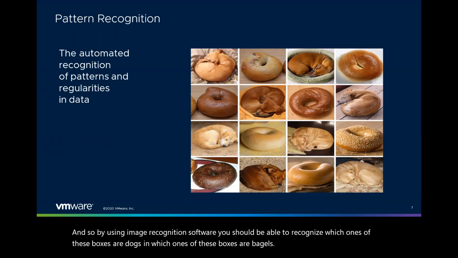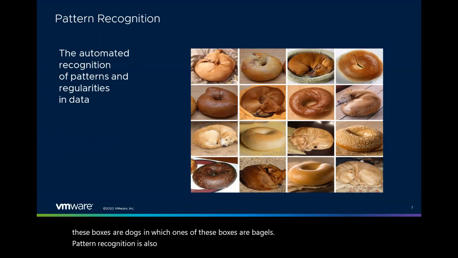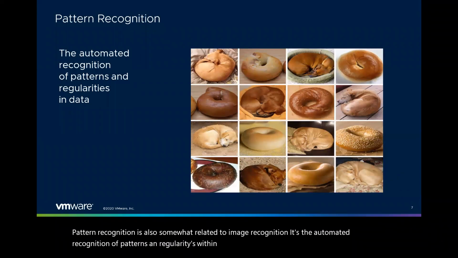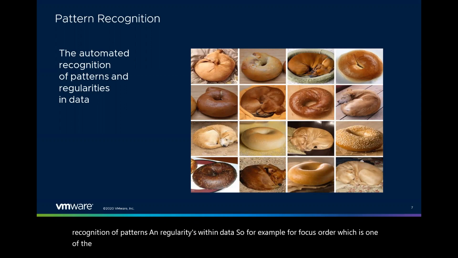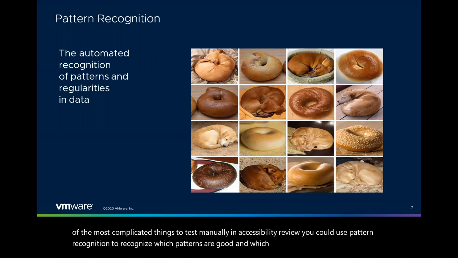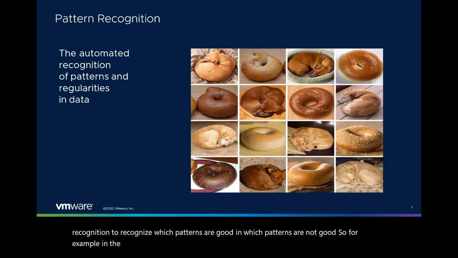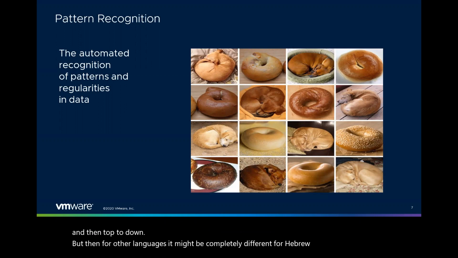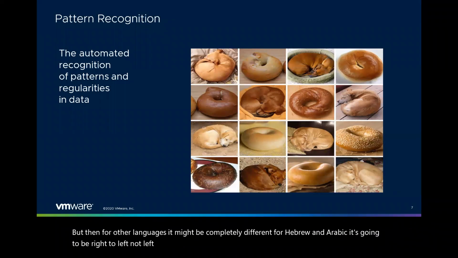Pattern recognition is also somewhat related to image recognition. It's the automated recognition of patterns and regularities within data. So for example, for focus order, which is one of the most complicated things to test manually in accessibility review, you could use pattern recognition to recognize which patterns are good and which patterns are not good. So for example, in the English language, the patterns that usually work for the tab order is left to right and then top to down. But for other languages, it might be completely different. For Hebrew and Arabic, it's going to be right to left, not left to right. And for some of the Asian languages, it's going to be only top down.